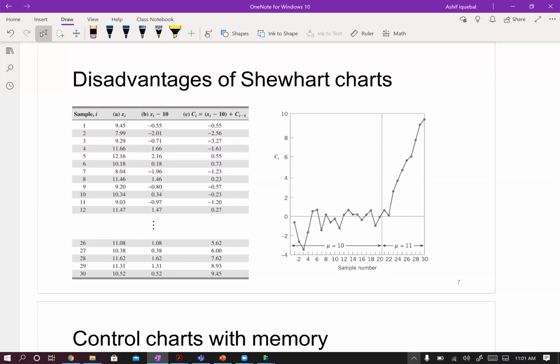You will notice that when I plot the values of Ci, my plot started to deviate from a center value at around 21. So this is sample number 21. So at around sample number 21, your chart starts to indicate that something has gone wrong, right? Right around this point. And in fact, there was actually a change in the process mean done at sample number 21.